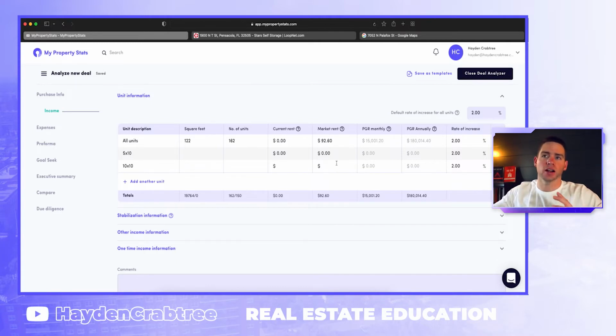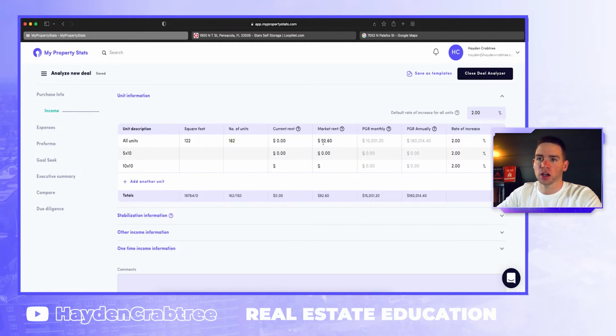They didn't give us any information. I'm just quickly analyzing this from the back of the napkin. If it's even worth me reaching out to the broker to get more information, this is how I do it. I wouldn't say, I don't have the information, I can't do it. You have enough information here to figure out if this is potentially a good deal or if it's not a good deal.